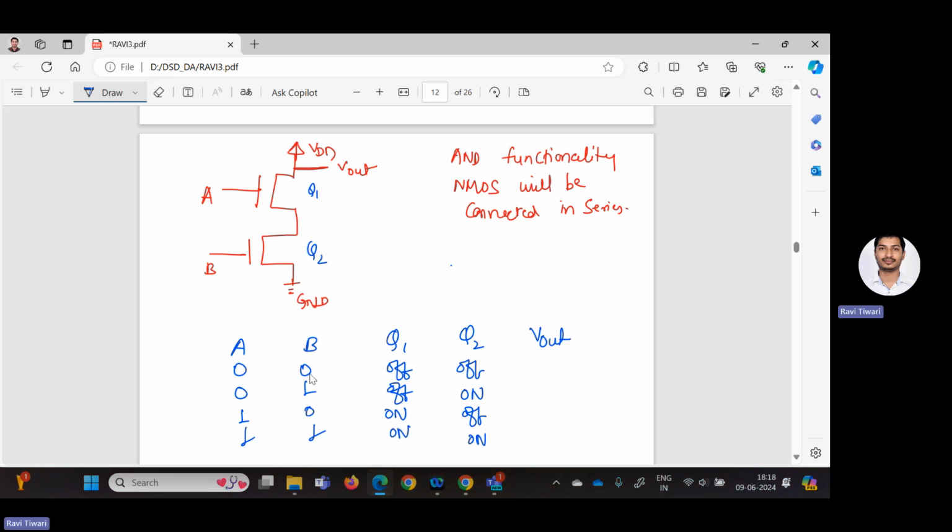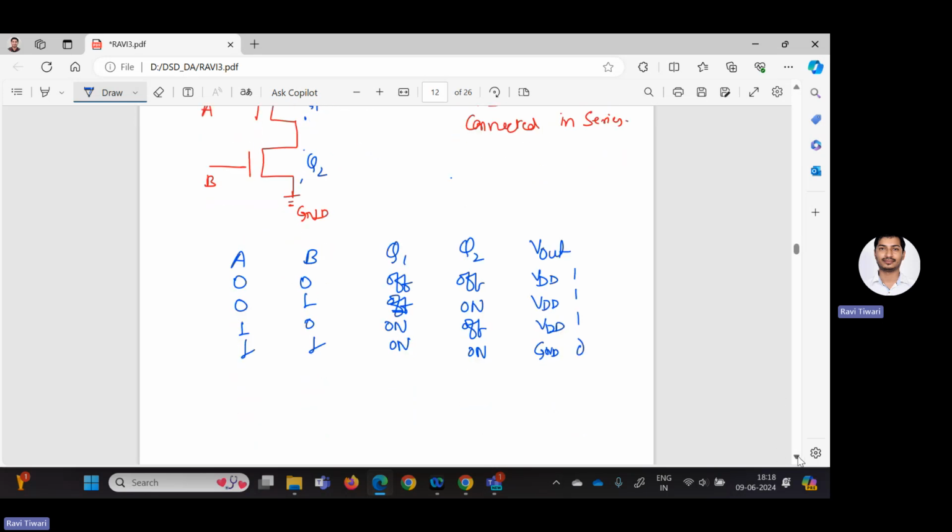Now, if both are off, if both are open circuited, then V out is connected to what? VDD only. So the output is VDD. If anyone is off, then also V out cannot reach up to ground. So V out will be connected to VDD. If both are on, then V out has a direct path to ground and the output will be GND, or you can say 0. So 1 1 1 0. So now you can see that this NMOS circuit is behaving just like a NAND gate.